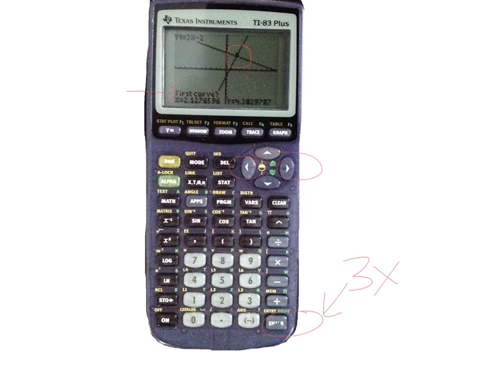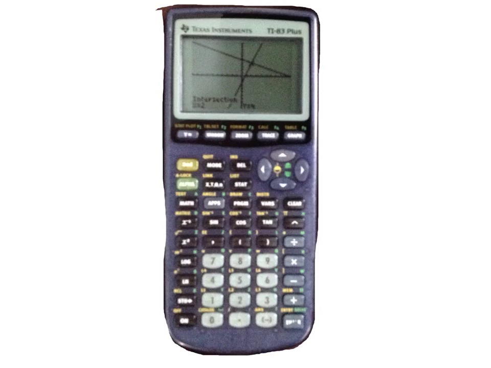You move the cursor close to where they intersect, and then you hit enter 3 times. It will say first curve, you hit enter. It will say second curve, you hit enter. Then it will say guess, and you hit enter again. So just hit enter 3 times, and then it gives you the intersection. Sorry, that's a little bit blurry. But it tells us that x is 2 and y is 4. So the solution to those two equations together is 2, 4.